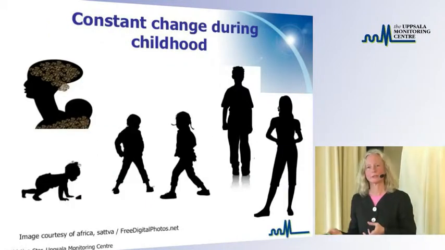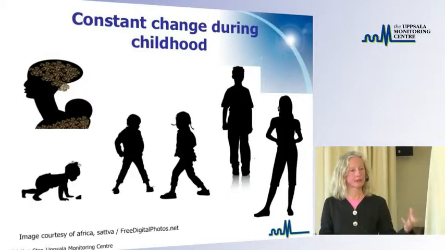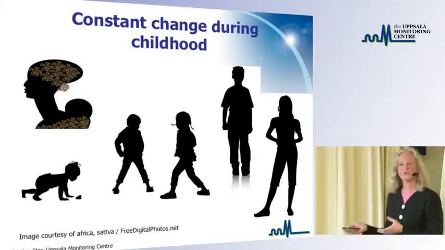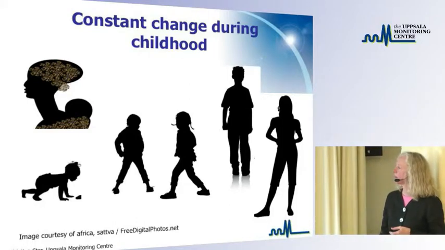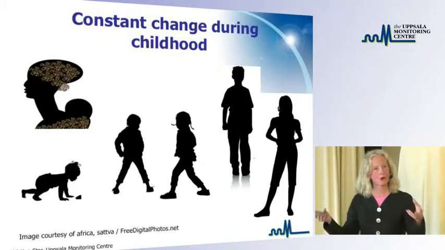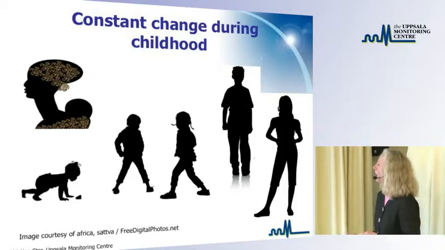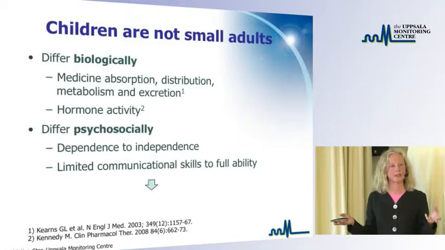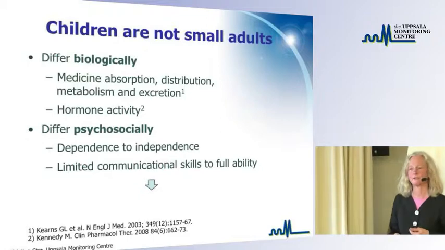Another complication when it comes to children is that they are different from adults, we know that, but they're also very different within themselves. You have a little toddler and you compare it to a teenager. And you also have the very newborn who's almost a part of the mother. So it's a complex group of patients within themselves. They differ biologically and they differ psychosocially. So that's good to have in mind when you think of children and pharmacology.